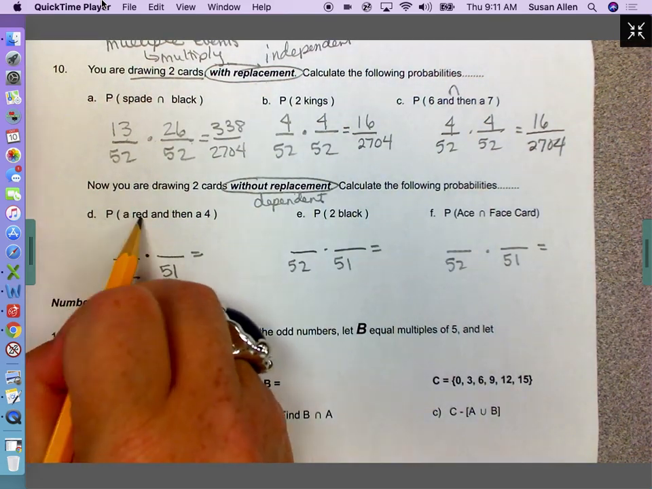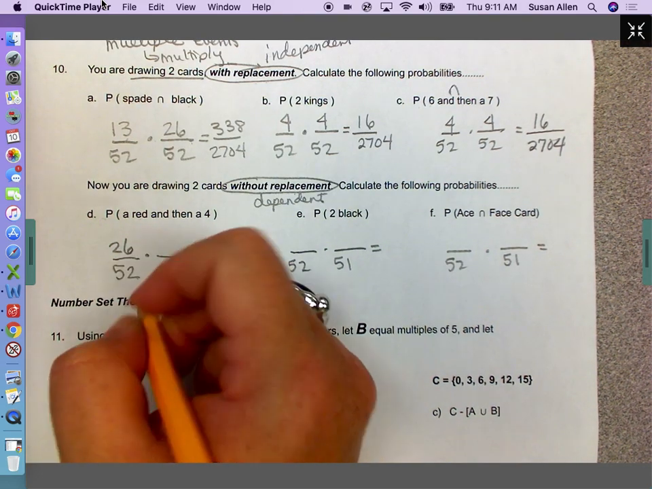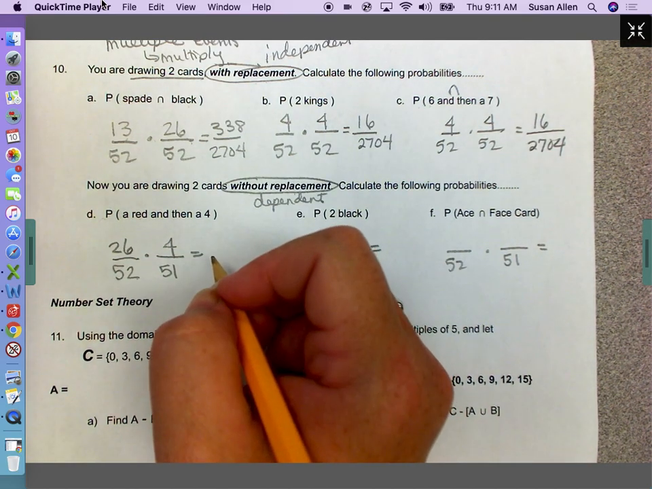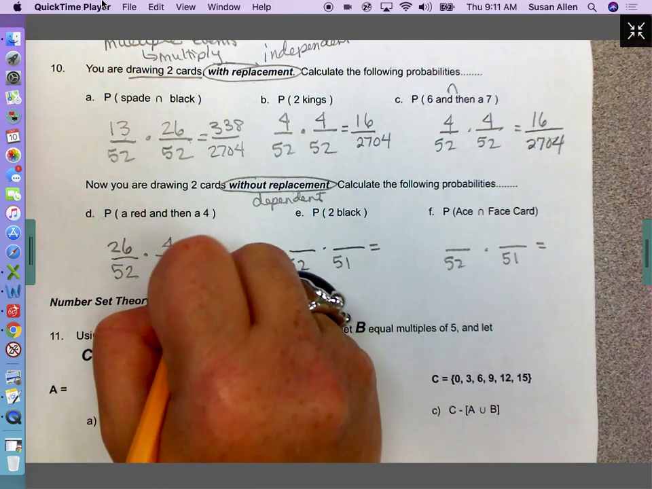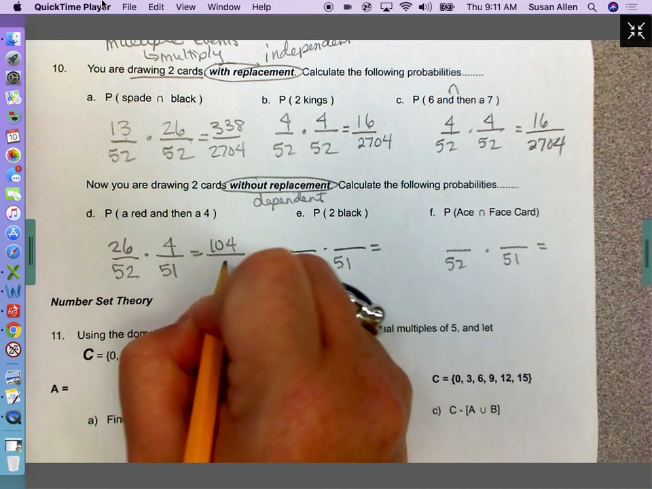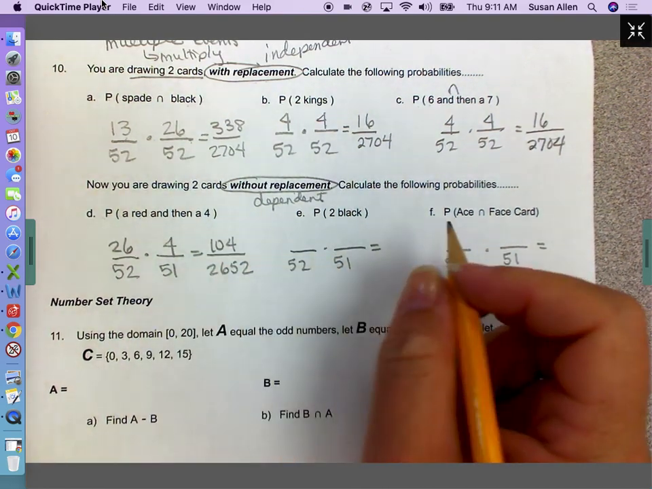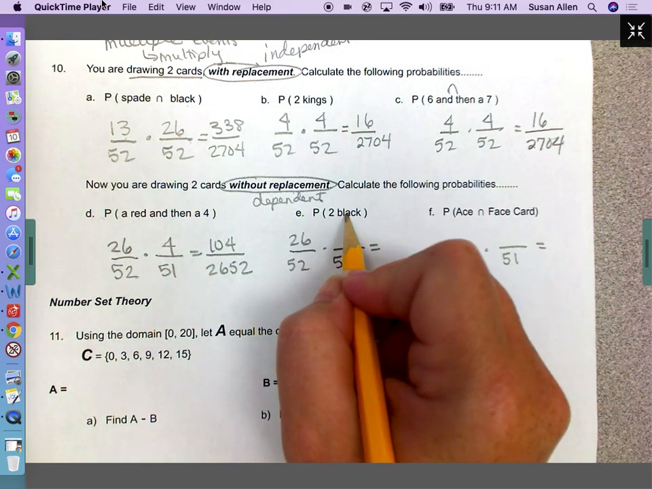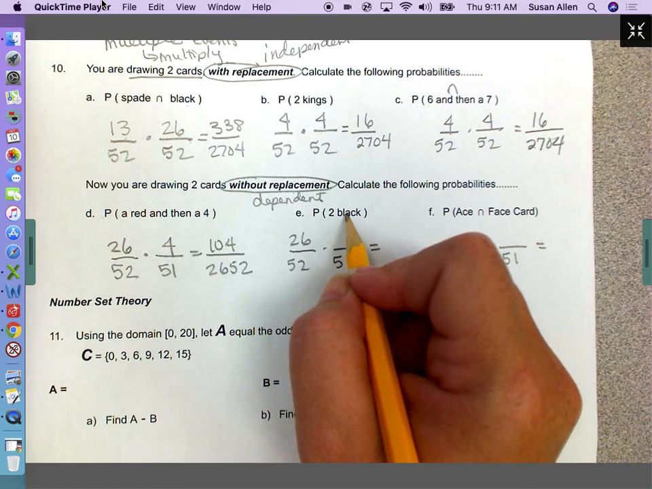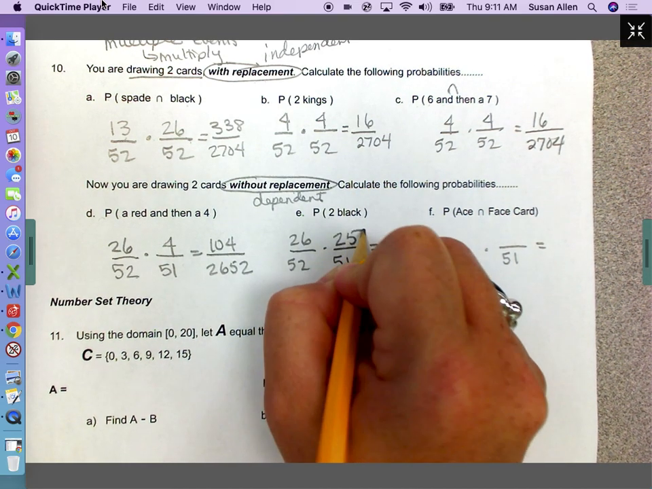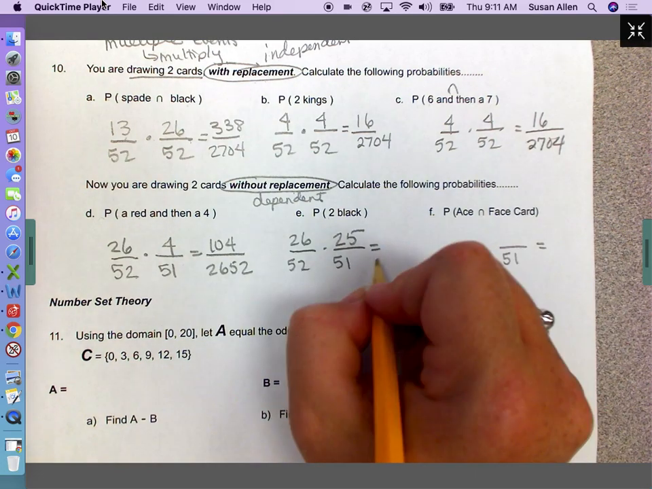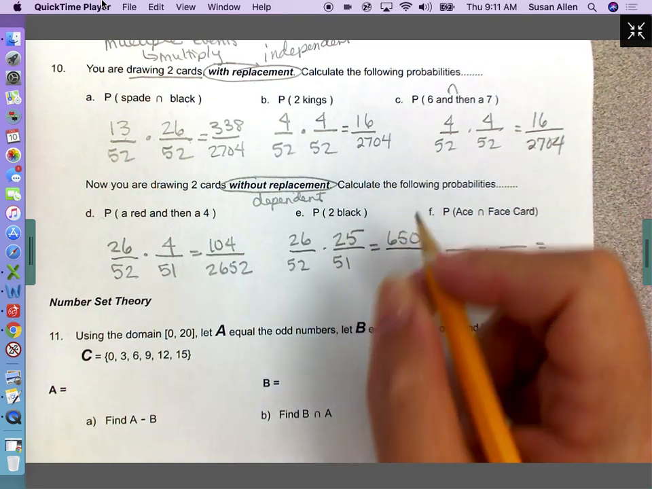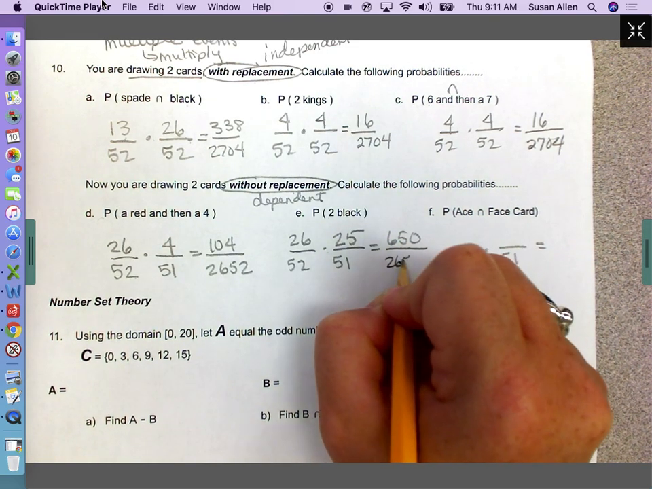So, what is the probability of drawing a red? 26. What is the probability of drawing a 4? There are 4 4s in the deck. Type in 26 times 4 in your calculator and you get 104 out of 2652. How many are black? 26. If I draw a black card the first time, now there are only 25 black cards. So multiply these together. 26 times 25 is 650. 52 times 51 again is 2652.